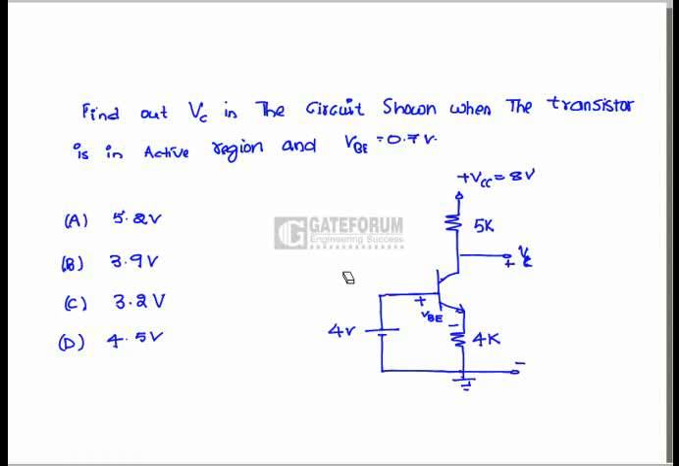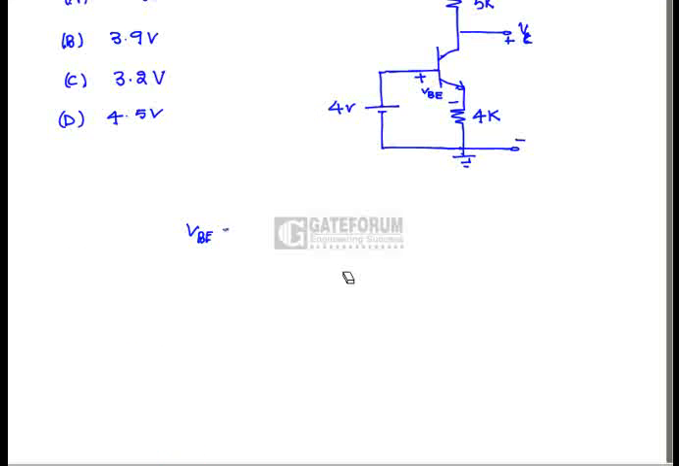Here we have to find out the collector voltage. In order to find out the collector voltage, we need to know the collector current. In order to know the collector current, we need to know the base current, which is given as follows. Here VBE equals 0.7. VE equals VB minus VBE equals 4 minus 0.7 equals 3.3.